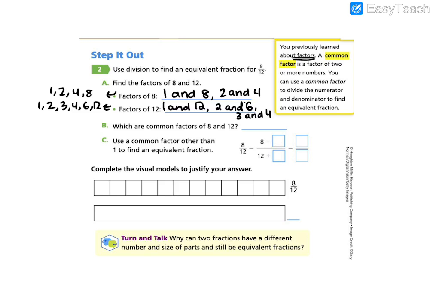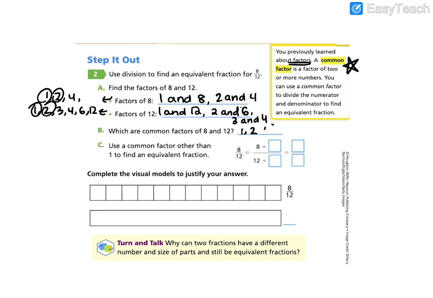All right, so now we're going to look for what are the common factors of 8 and 12. Okay, pop up to vocabulary. A common factor is a factor of 2 or more numbers. You can use a common factor to divide the numerator and the denominator to find an equivalent fraction. So we have a couple of common factors here. Right? We have the common factor of 1, 2, and 4.